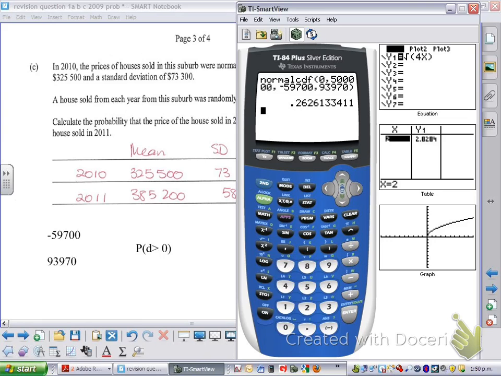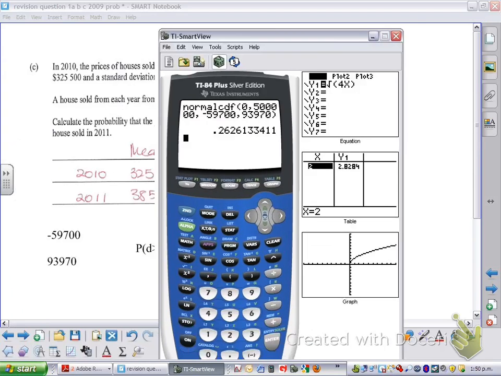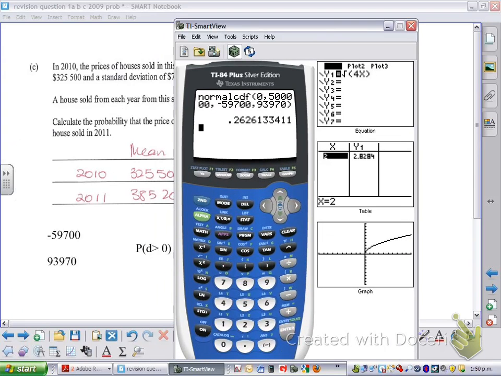And there we go. And that's the answer. That's the answer of the question. What's the probability that the houses sold in 2010 are higher than the prices in 2011? And that's the probability, and that's how you enter it into your calculator.